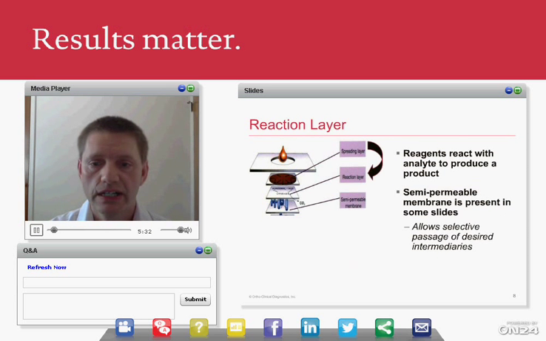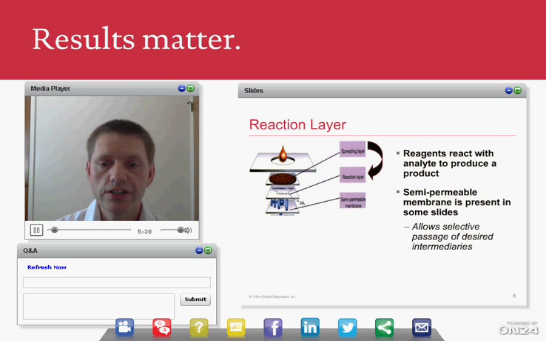So the reaction layer is typically where the reagents are put that initially react with an analyte to produce a product. Now this may not be the actual detected product. It may actually be an intermediate because some of the chemistry reactions are relatively complicated. And there may or may not be another layer between this and the next layer below it that acts as a semi-permeable membrane in order to only allow select molecules to move on to the next stage. Again, another means of reducing interferences.